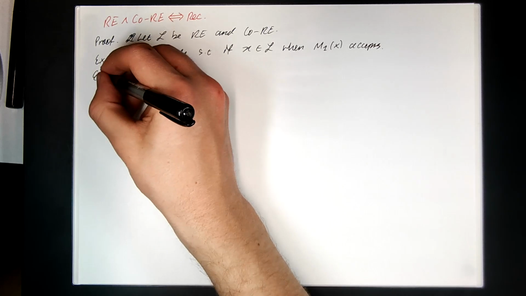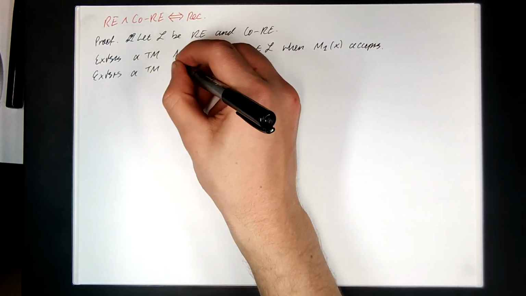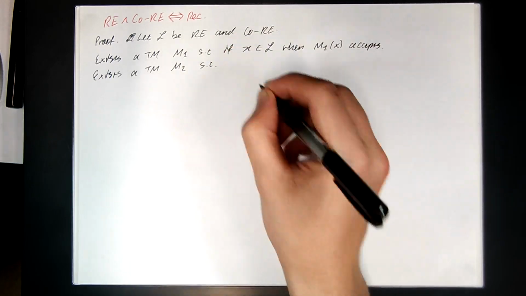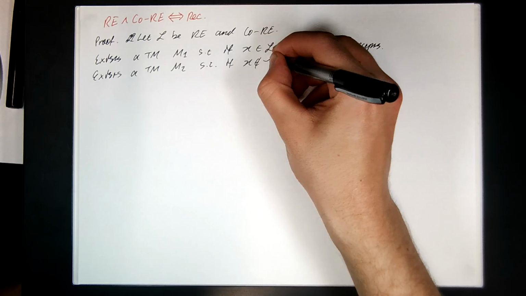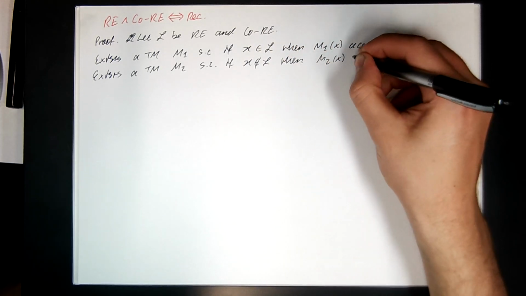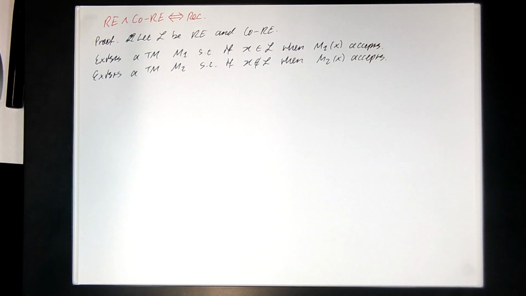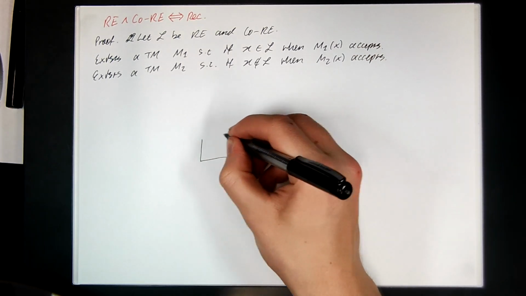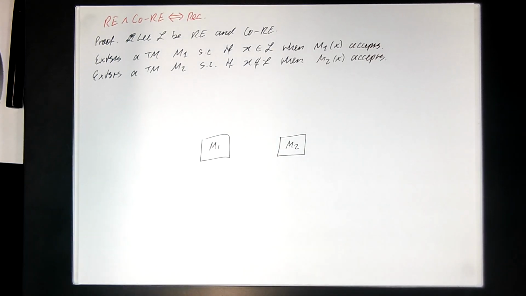Also, because it's co-recursively enumerable, there exists a Turing machine M2 such that it accepts the complement of the language. That is to say, if X is not in L, then M2 of X accepts. Okay, so I've got these two machines, M1 and M2.